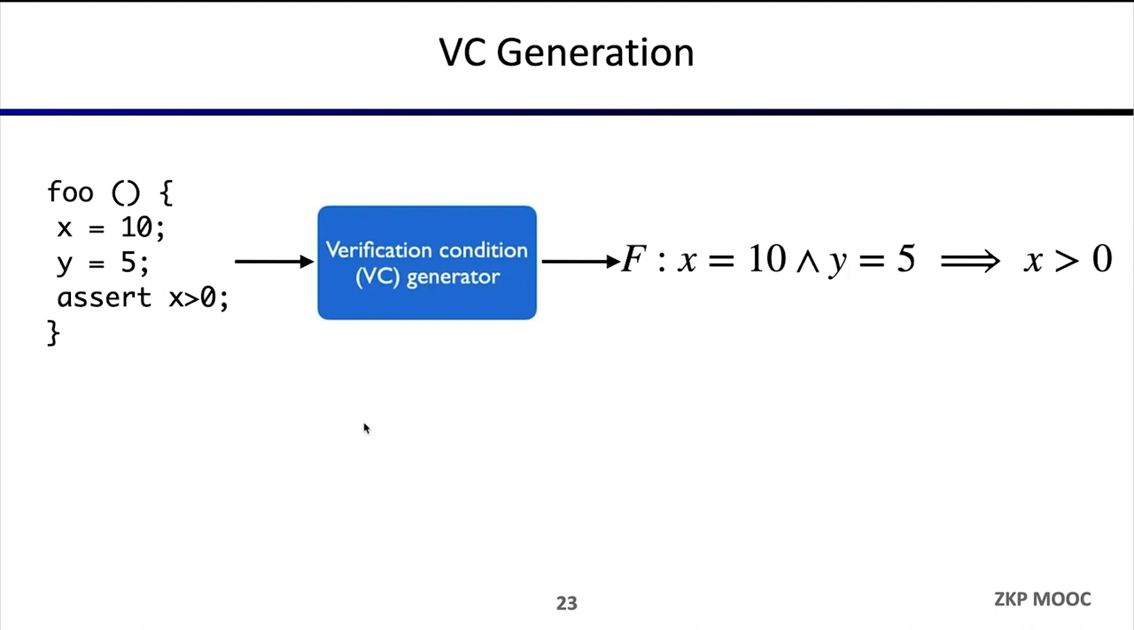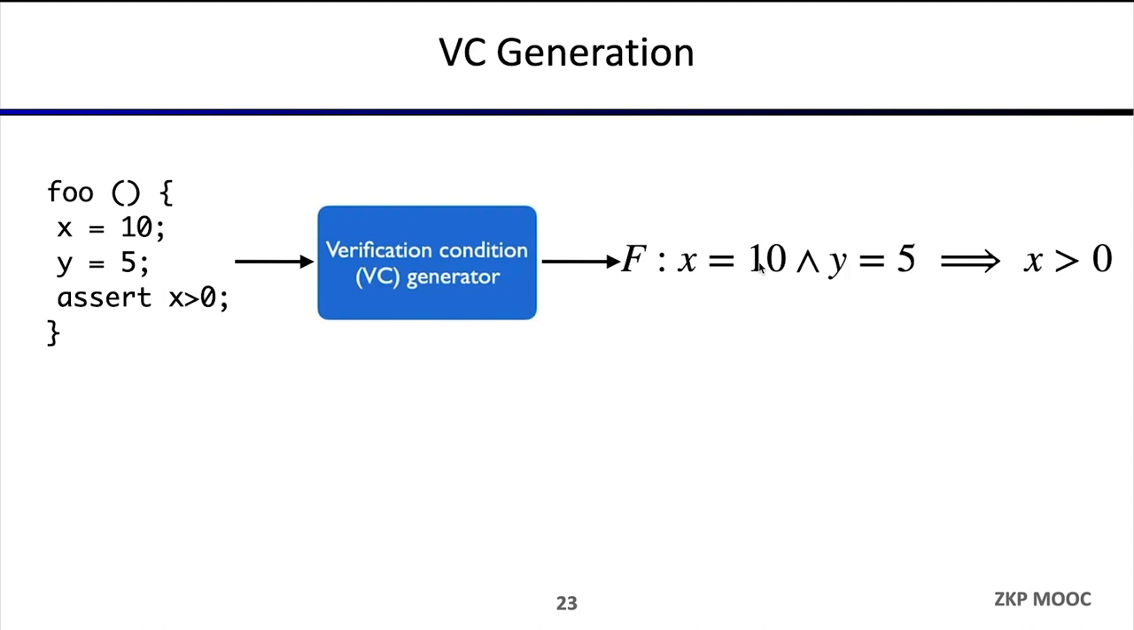that outputs a logical formula. Here is a simple but concrete example to illustrate the basic idea behind it. Suppose we have a function foo that assigns different constants to x and y. We assign 10 to x and 5 to y. And then at the end, we want to assert that x is greater than 0. Once you pass in this program, as well as the specification, in this case an assertion, the VC generator is going to compile this information and generate its corresponding formula in first-order logic.